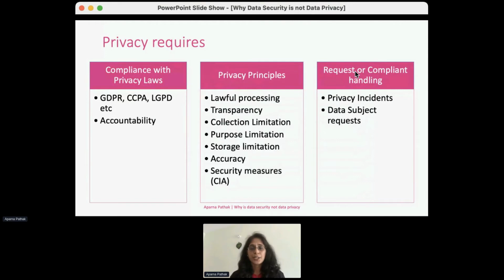And look at the last point. Security measures is one part of this entire privacy. And lastly, you have to handle the privacy incidents. If it is a major incident, authorities have to be notified. You have to give the data subject rights. There are many, many things which come under privacy, not only security.